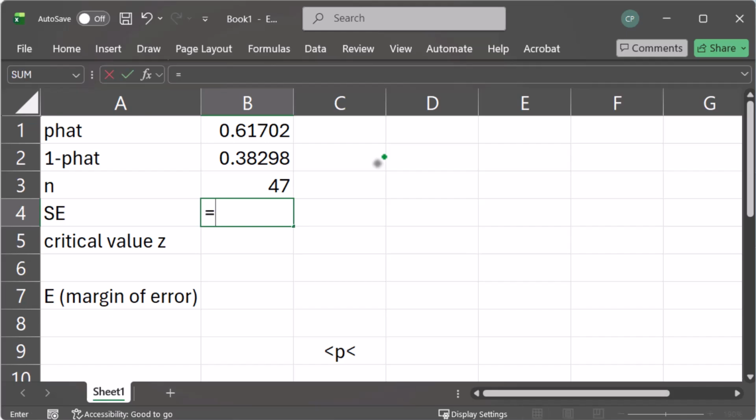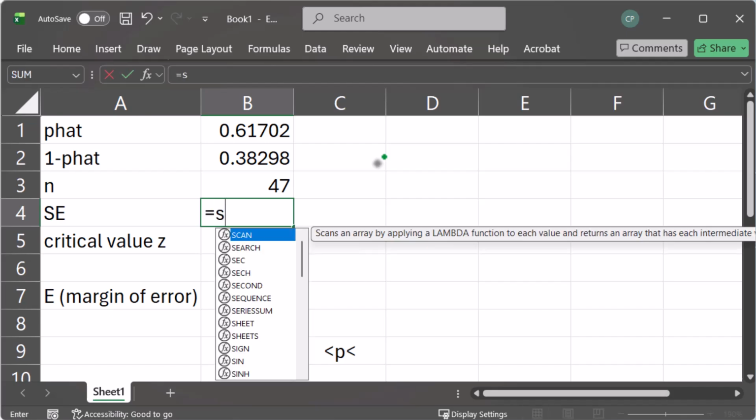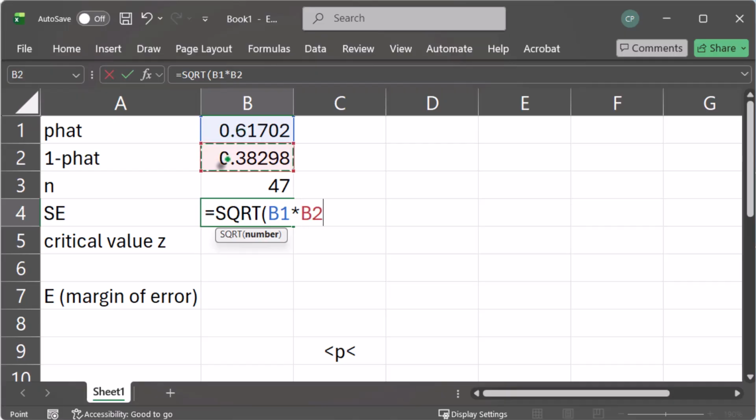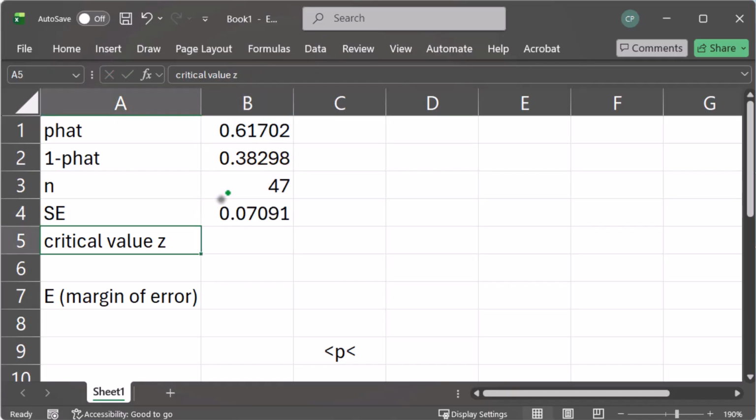Make a new box for that. So that was the square root. So I'm going to do equals SQRT for the square root, parentheses. I'll take my p hat number times my 1 minus p hat number, and then divide that by 47. And then I close my parentheses to end the square root. And this gives me that standard error that I saw earlier.